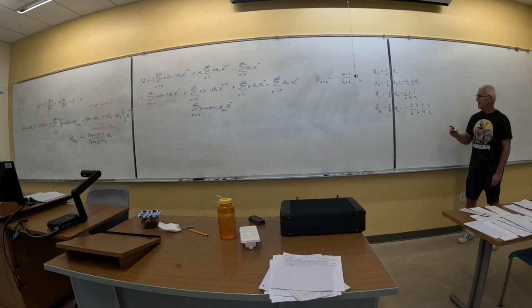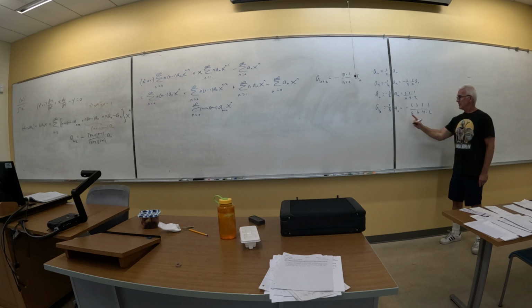Now, think of this as 2n, if you will. So right now, n would be 4. But that's not 2n minus 1, that's 2n minus 3.